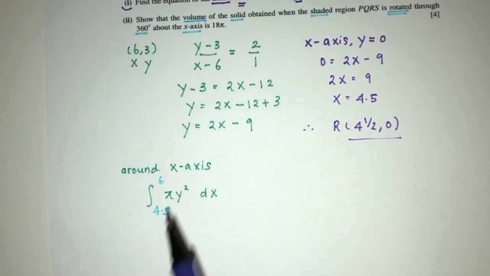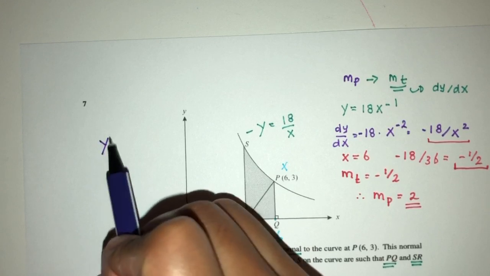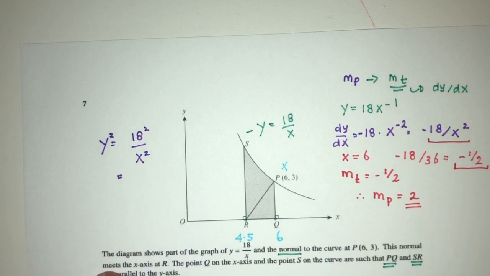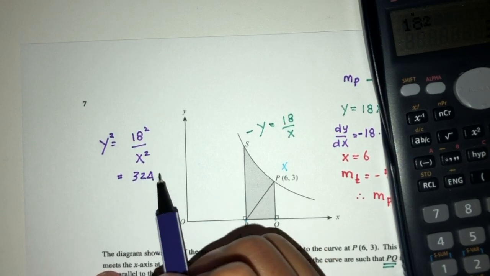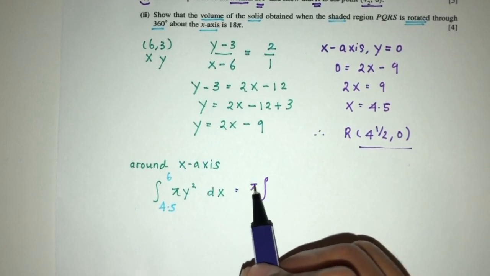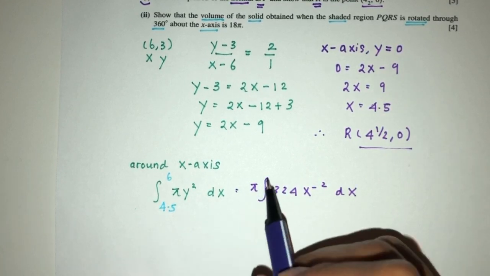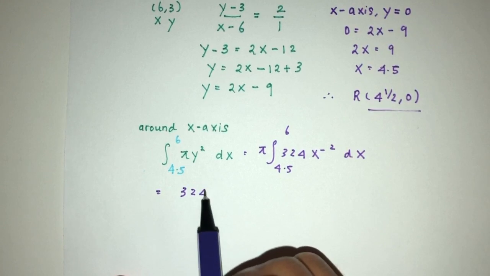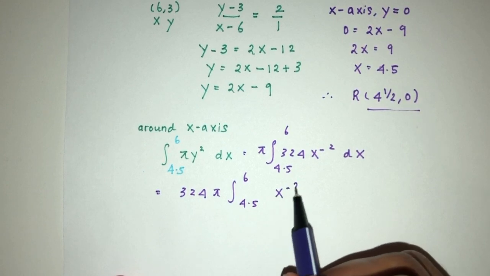So let's see what do we get. Now y is equal to this. y squared will be what? 18 squared over x squared. Now what is 18 squared? That will be 324, and then we can bring this up. That will be x to the power minus 2. Let's replace that. That will be pi. We can take this outside. You will have 324 x to the power minus 2 with respect to dx. That will be between 6 and 4.5. So simplify: 324 pi times the integration from 4.5 to 6 of x to the power minus 2.